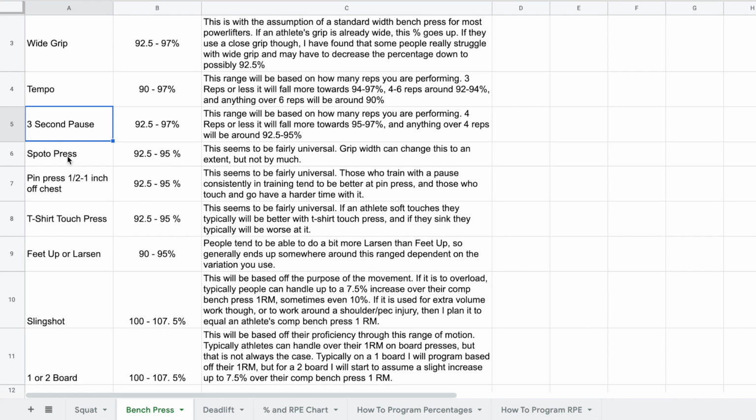Going through the rest of these, we have Spoto press, pin press, t-shirt touch press, all fairly similar in kind of how we're just changing that pause height. So again, that's pretty similar in kind of the percentages.